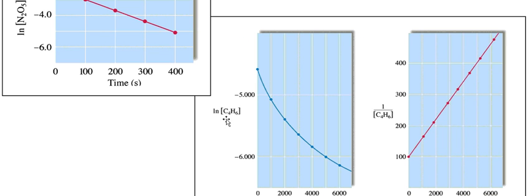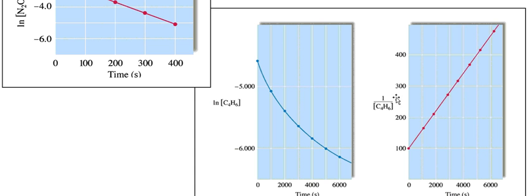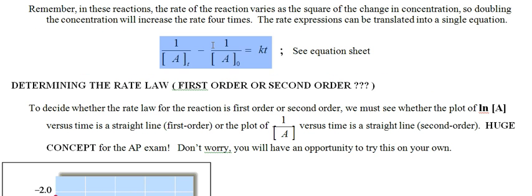However, if I take the natural log of the concentration for a second order reactant versus time, it will yield a slightly curved graph. That's not a straight line, so that tells me it cannot be a first order reactant. The way we get a straight line with a second order reactant is by plotting the inverse of the concentration versus time. That will generate a straight line with a positive slope. That's why our equation has a positive K, because it has a positive slope when we take the inverse of the concentration.